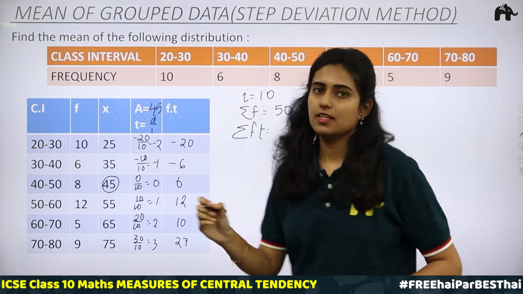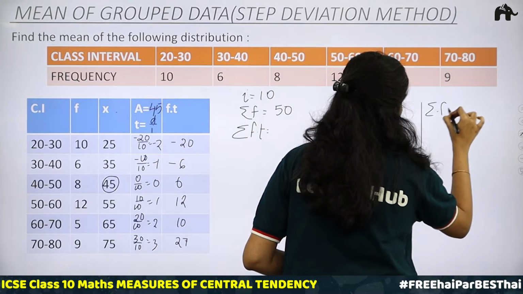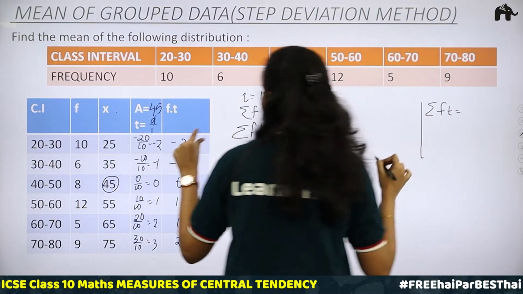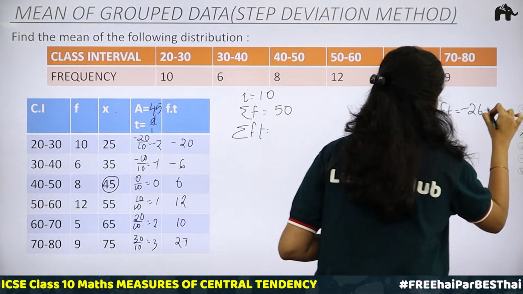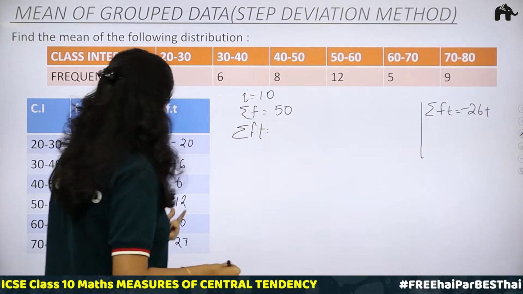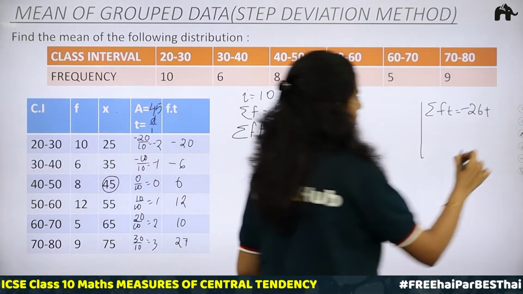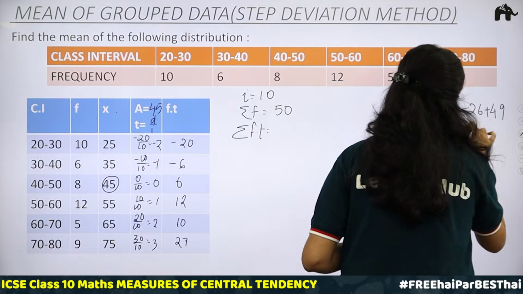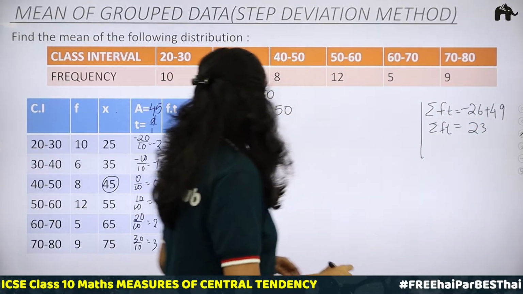Here, sigma ft is equal to minus 20 minus 6, that is minus 26. Positive values: 12 plus 10, 22, 22 plus 27, that is equal to 49. Okay, you will be getting 23. Sigma ft is equal to 23.